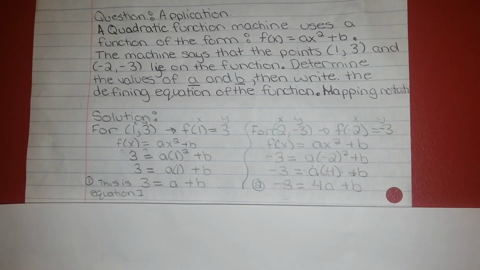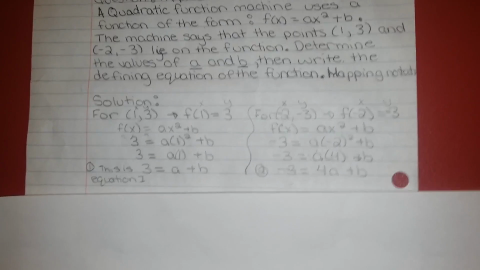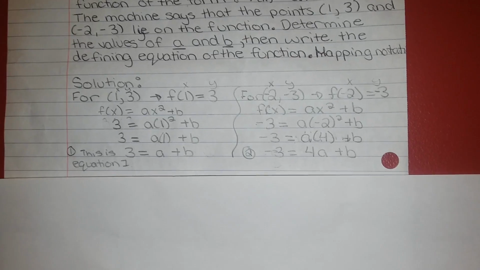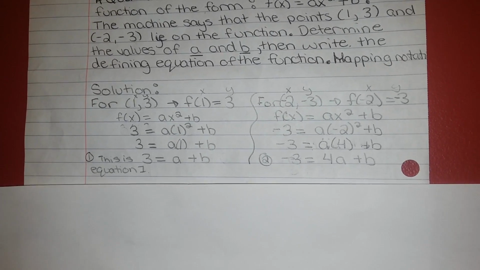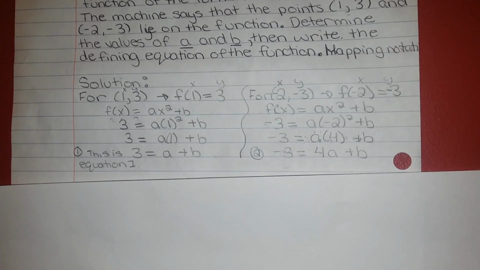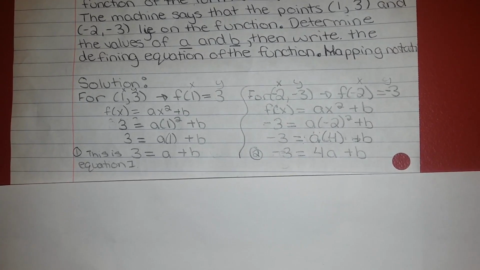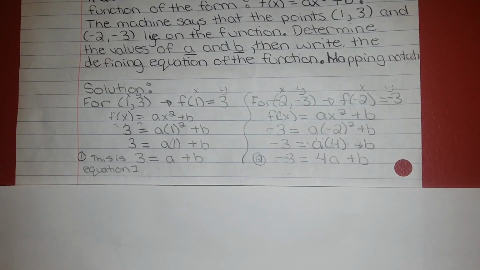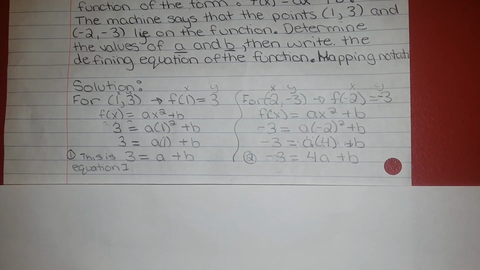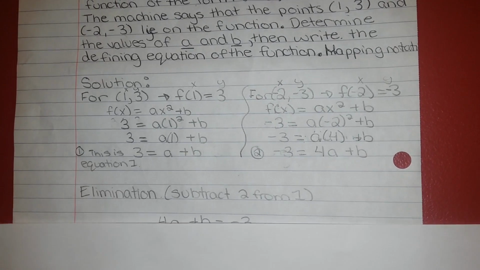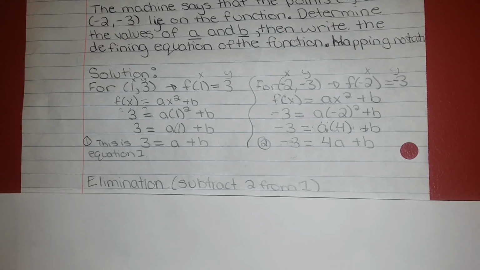Now we're going on to the second point. For x equals -2 and y equals -3, we're going to place it into our f of x equation. So f of -2 equals -3. Now we put it into the equation we're given before, and we're left with -3 equals 4a plus b. This will be our second equation. Now how we're going to solve this is we're going to use elimination.